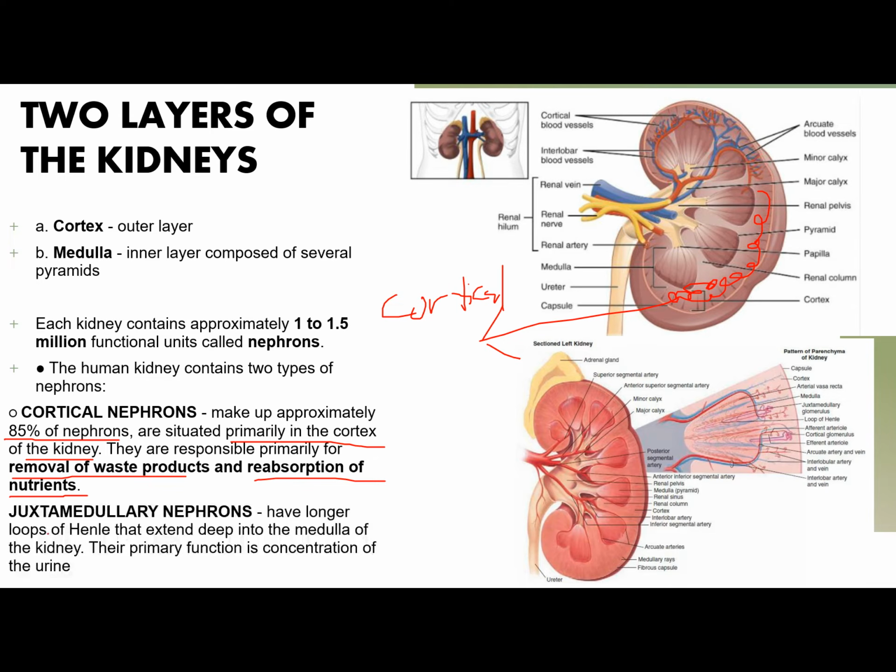The second type of nephron is the juxtamedullary nephron. Take note of this, class. They tend to have longer loops of Henle that extend deep into the medulla of the kidney. Their primary function is concentration of the urine. So, the loop of Henle, this one, in this picture.